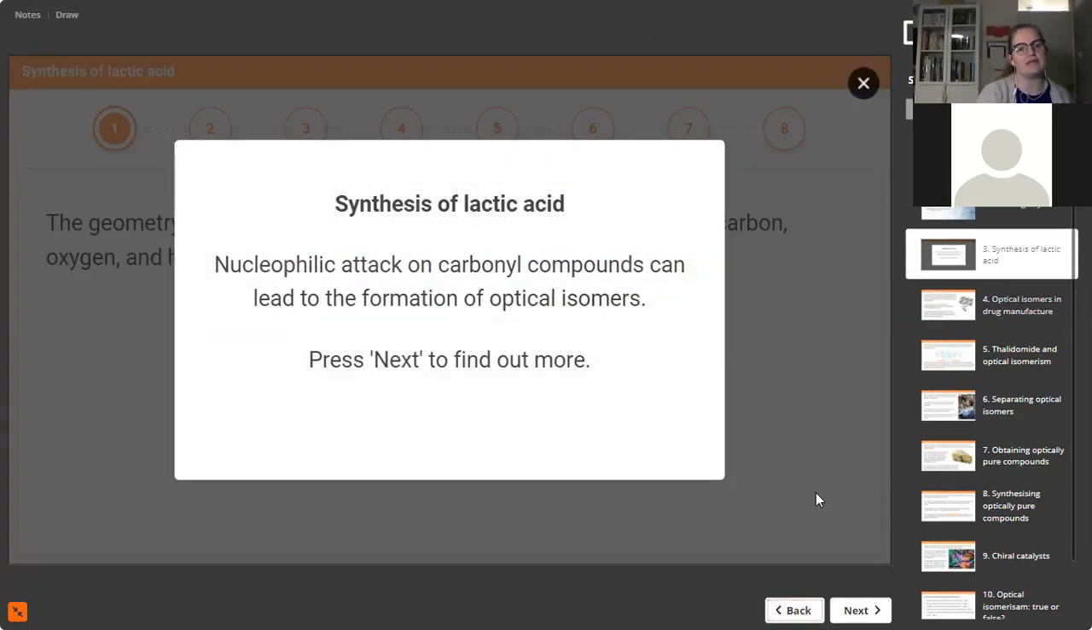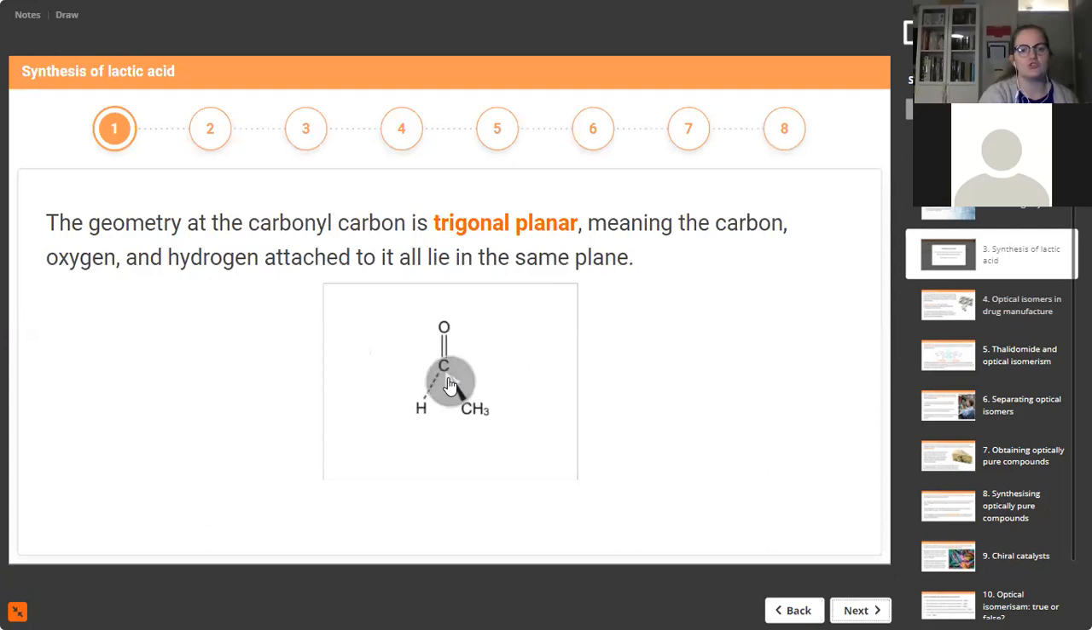So, nucleophilic attack on carbonyl compounds can lead to the formation of optical isomers. Optical isomers can be naturally occurring, like the ones we just spoke about in lactic acid, but we can also have a nucleophilic attack on carbonyl compounds, and this can lead to the formation of optical isomers. What happens is the geometry at the carbonyl carbon is trigonal planar. This means that the carbon, the oxygen, and the hydrogen attached to it all lie in the same plane. They're all on the same plane, trigonal, because there's three of them, tri.